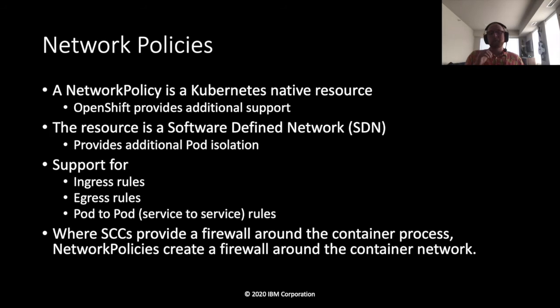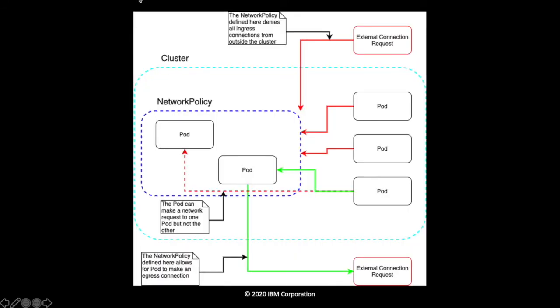One way to think about this is where your SCC provides a firewall around the container process, your network policy creates a firewall around the actual container network. So let's look at a picture for this to get a better understanding. Here we have a cluster that's this light blue dashed line rectangle. We have a network policy, that's the darker blue, and we have a bunch of pods.